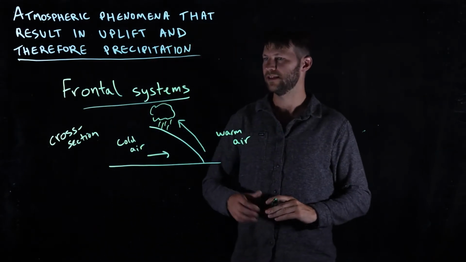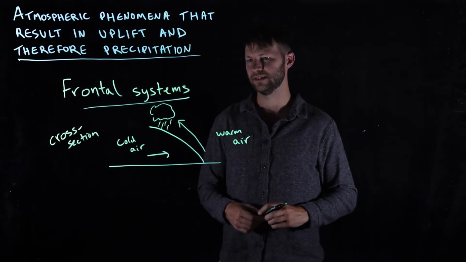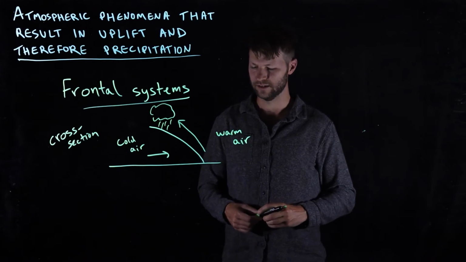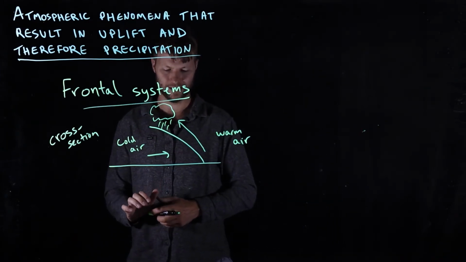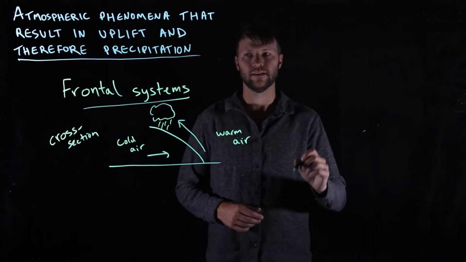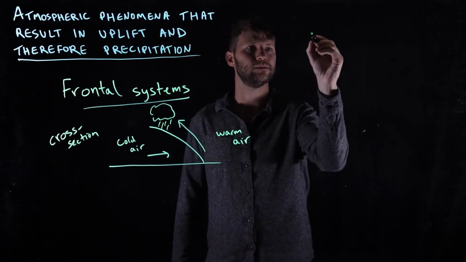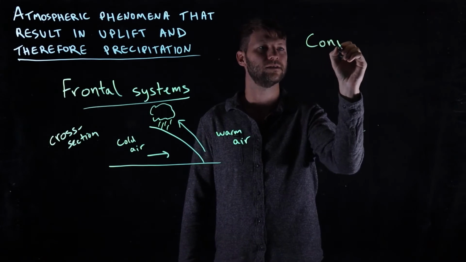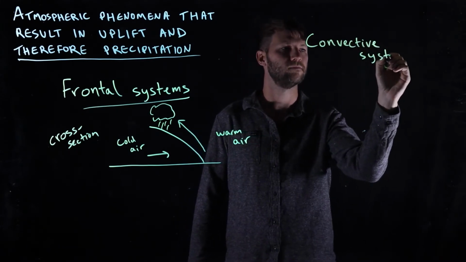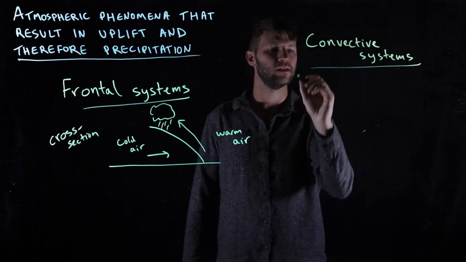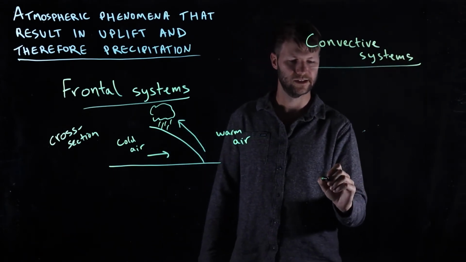Now, these kinds of frontal systems typically dominate precipitation patterns in the mid to high latitudes globally, so they're very common throughout the continent. The other type of system that I want you to be familiar with are called convective systems. And I'll draw another cross-section to illustrate this.